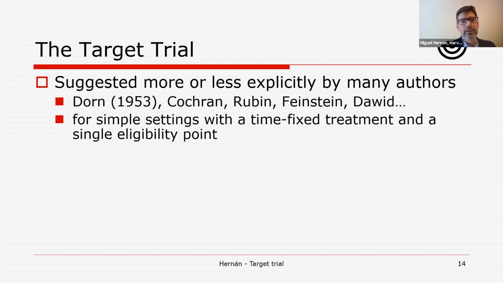This concept of a target trial is not new. It's something that has been central to causal inference theory for a long time. The first mention that we have found was by Dorn at NIH in the 50s. But Cochrane, Rubin, Feinstein, David in Cambridge, they all have used this concept in some way or another, even if they didn't use the label target trial. But they all also were working mostly with simple treatments, simple exposures that happen at one time only.